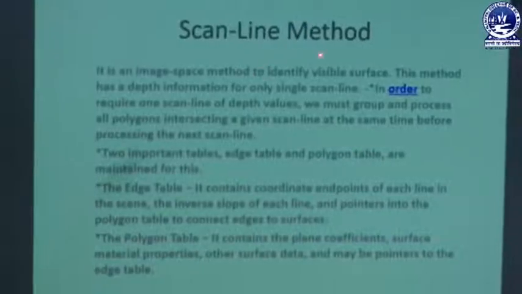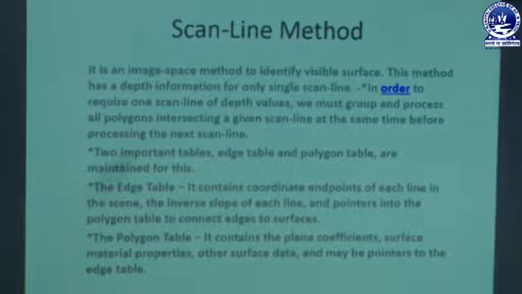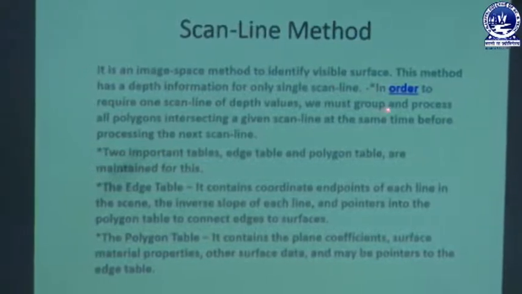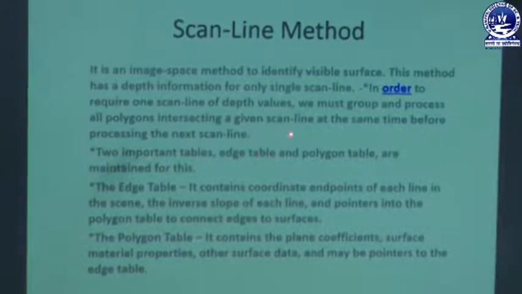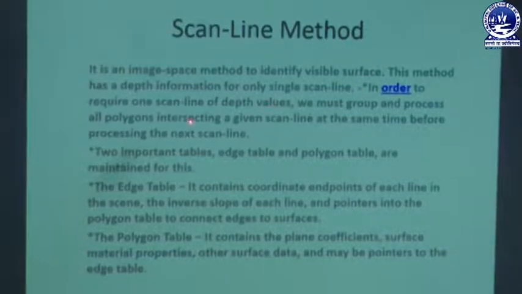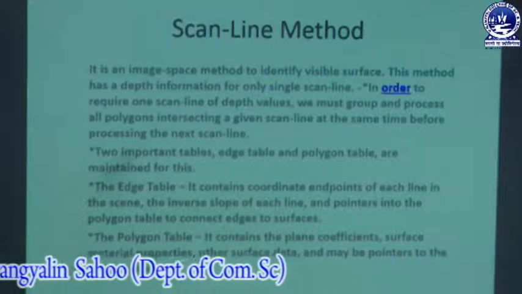The next algorithm of the surface detection methods is the scan line method. It is an image space method to identify the visible surface. This method has depth information for only a single scan line. In order to require one scan line of depth values, we must group and process all polygons intersecting a given scan line at the same time before processing the next scan line. That means it uses two important tables, the edge table and the polygon table, for maintaining all the scan line depth values.